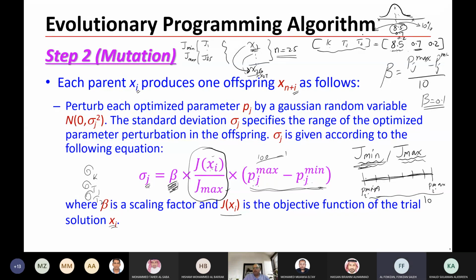If this is the value of k and you allow here beta equal to 0.1, the maximum change for this k will be 10% of the range. The range is 100, so 10% is 10. So you can go up to 18.5 or you can go down to what? This is my question. Minus something, minus 1.8, minus 1.5.